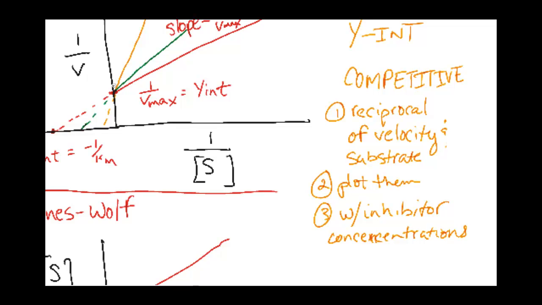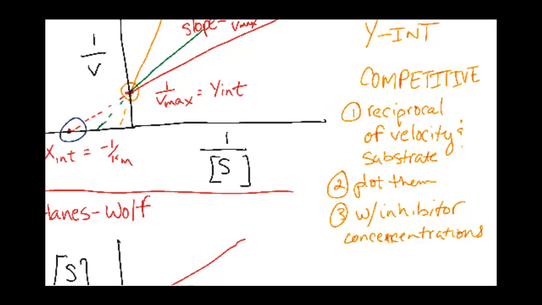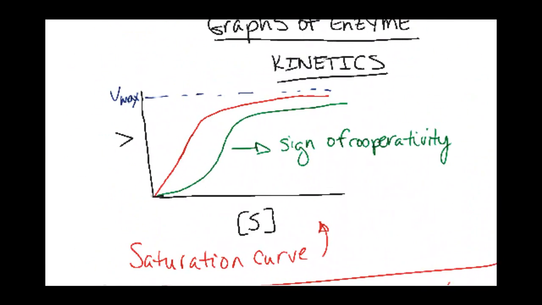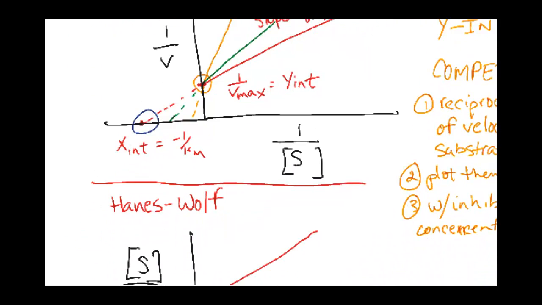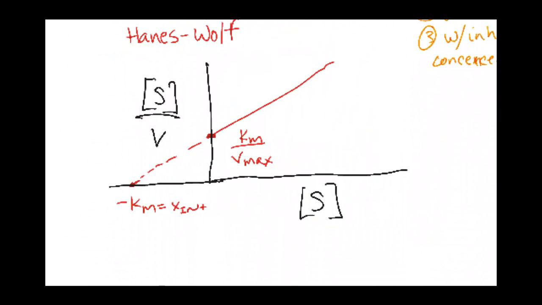Some might have the same y-intercept like we do here. Others might have the same x-intercept, and those would be characteristic of a different mode of inhibition. Okay, but inhibition is not the topic here. It was the graphs, and I have covered that. So make sure you know the differences between a saturation curve, Lineweaver-Burk plot, and Hanes-Woolf plot.